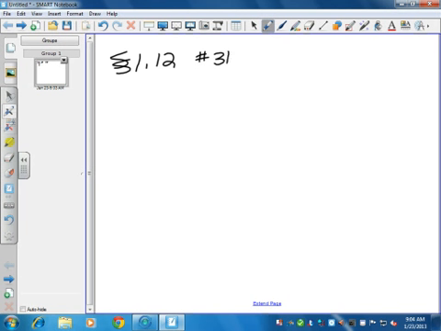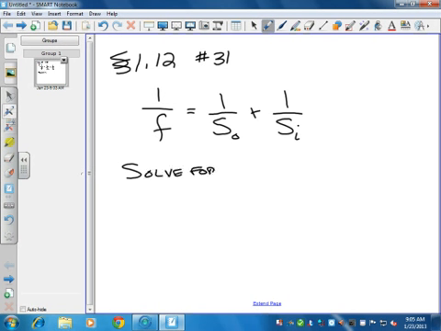And the question is 1 over f is equal to 1 over s sub 0 plus 1 over s sub I. In this particular case for number 31, we want to solve for s sub I if we know f is equal to 15 centimeters and s sub 0 is equal to 20 centimeters.